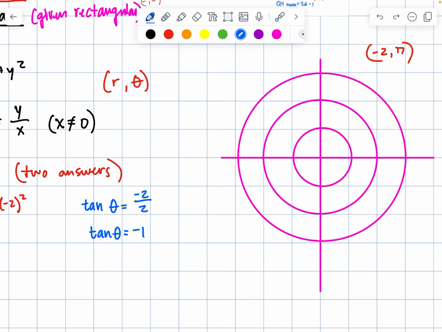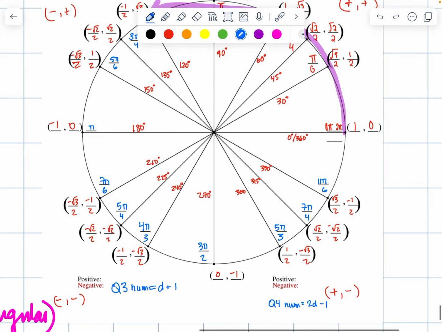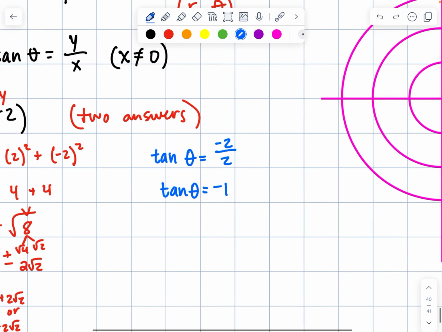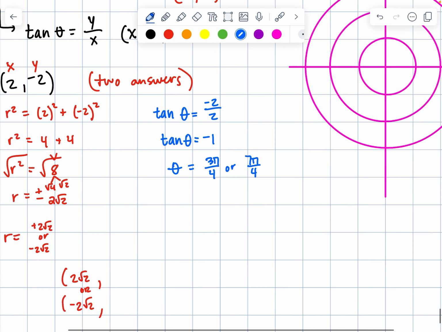Well, tangent of negative 1 is where we have negative positive, because it's a negative number. So this should be negative positive, or a positive negative. And if you recall, since it is negative 1, that means the numerator and denominator are the same as each other. So that should hopefully recall and land us on either 3 pi over 4, because those values are the same, the x and y's, or 7 pi over 4. Okay? And those would be our two thetas. Theta would be equal to 3 pi over 4 or 7 pi over 4.